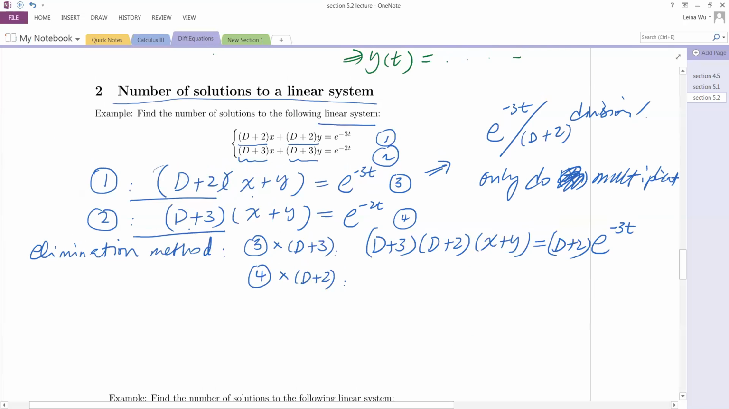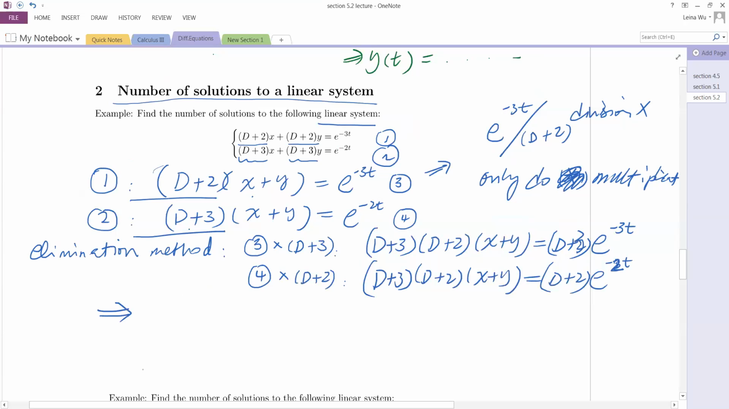Quick question: it would be D plus 3 e to the negative 3t, right? Oh yeah, my bad. D plus 3. Thank you for pointing that out, Eric. Let's continue. For equation 4, I'm going to multiply D plus 2 on both sides. So I have D plus 3 times D plus 2 of x plus y equals D plus 2 e to the negative 2t. Negative 2t, my bad.